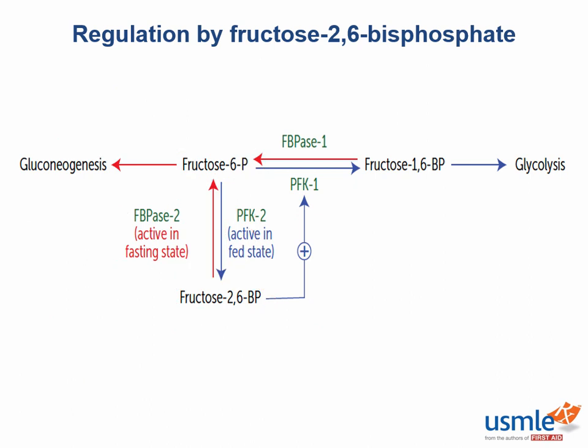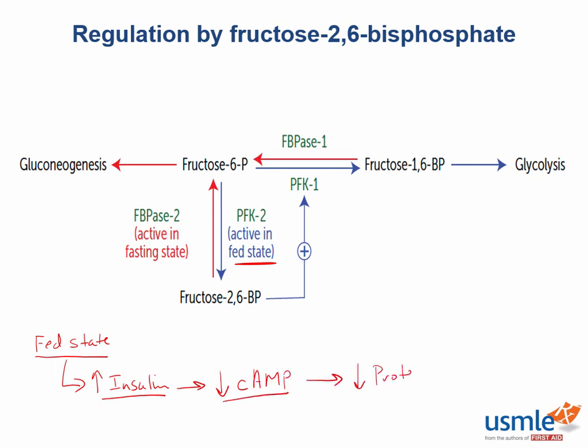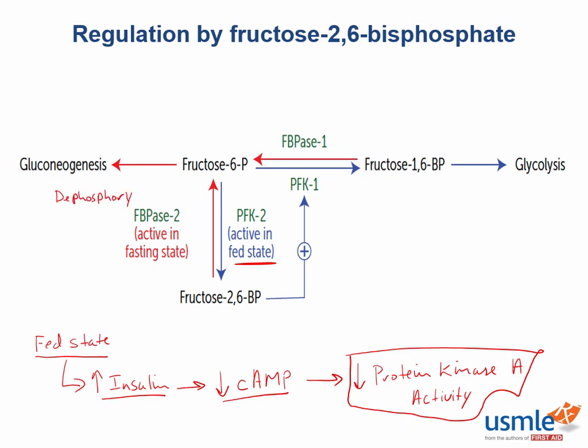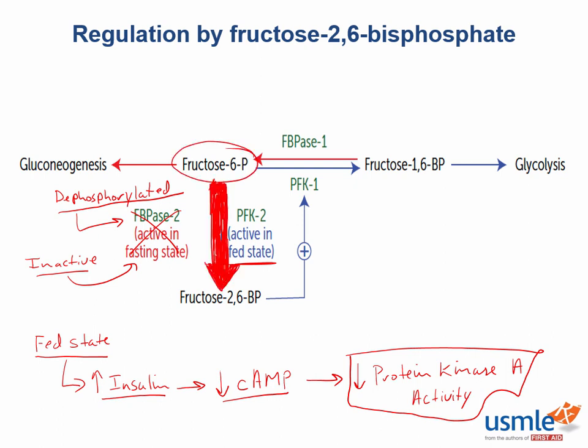So with all that being said, what do you think would happen in the fed state? Well, in the fed state, high insulin levels decrease the amount of cyclic AMP and therefore decrease protein kinase A activity. With decreased protein kinase A activity, the enzyme fructose bisphosphatase 2 will end up being dephosphorylated, which means that only phosphofructokinase 2 will be active. The body will then start converting fructose 6-phosphate into fructose 2,6-bisphosphate, which in turn activates phosphofructokinase 1, as you can see here.